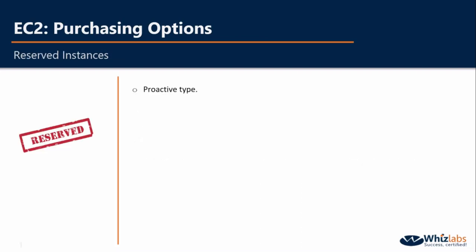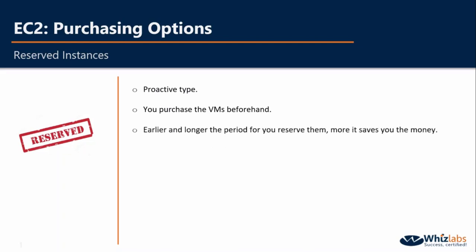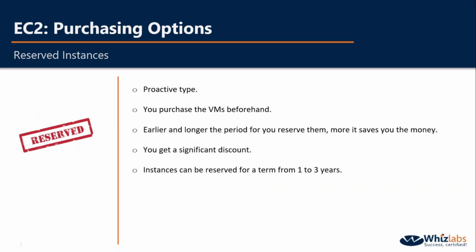The reserved instance is the proactive type. You purchase the virtual machine beforehand. The earlier and longer the period you reserve them, the more it will save you money. Since you are reserving or committing to buy, you get a significant discount from Amazon Web Services. The instances can be reserved for a term between 1 to 3 years.